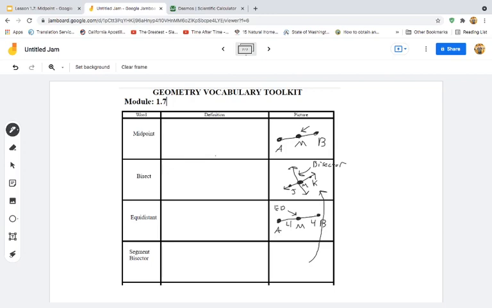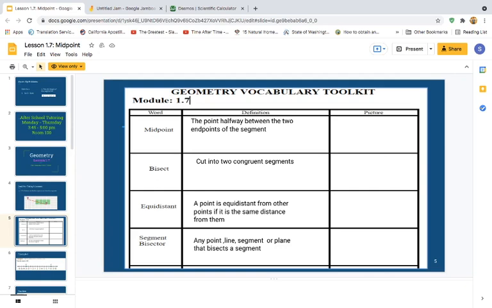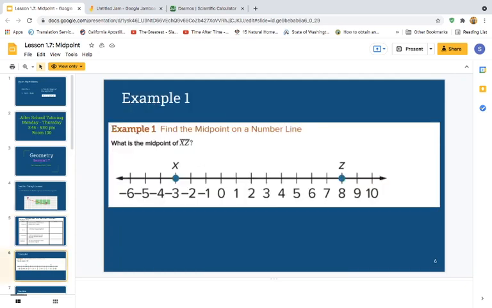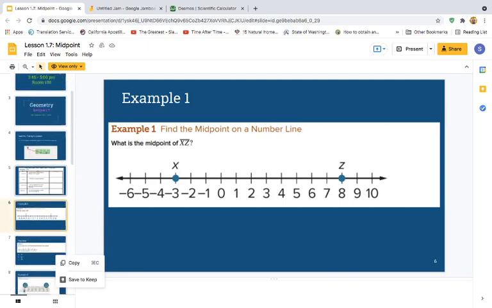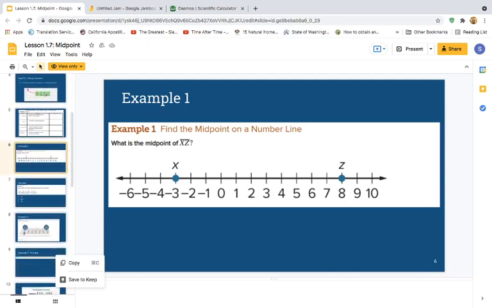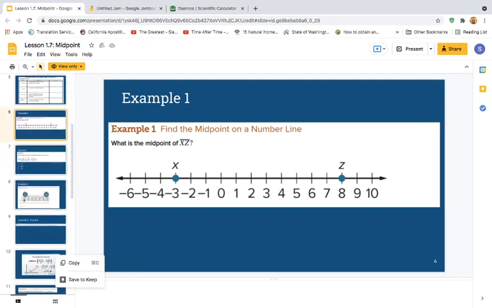Okay, so that's all that is, and that's all of the definitions that we're going over today. Okay, with that, let's go ahead and go down to our first example. Again, I'm going to call these baby problems because we're going to baby step our way into the content and start learning about midpoint on a number line. Okay, very simple here. So what is the midpoint of xz?